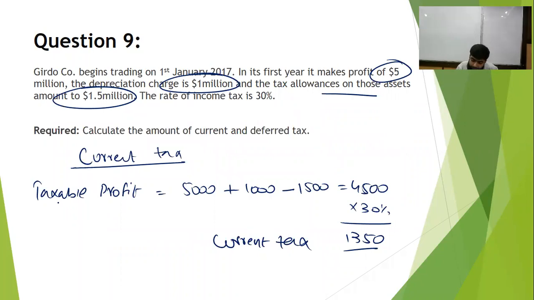So it means the current tax for the year is 1350, and the deferred tax liability for the year is 150. It means the tax that will be reported is 1350 and 150. So the total tax to be reported in P&L would be 1350 plus 150, that is 1500 tax expense to be reported in P&L.